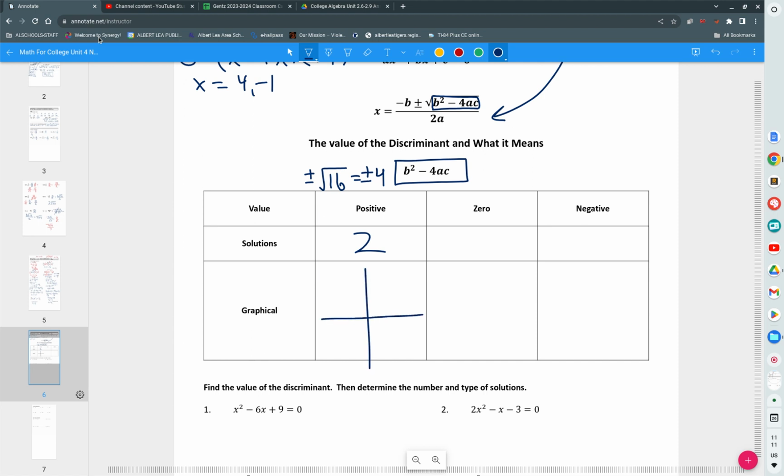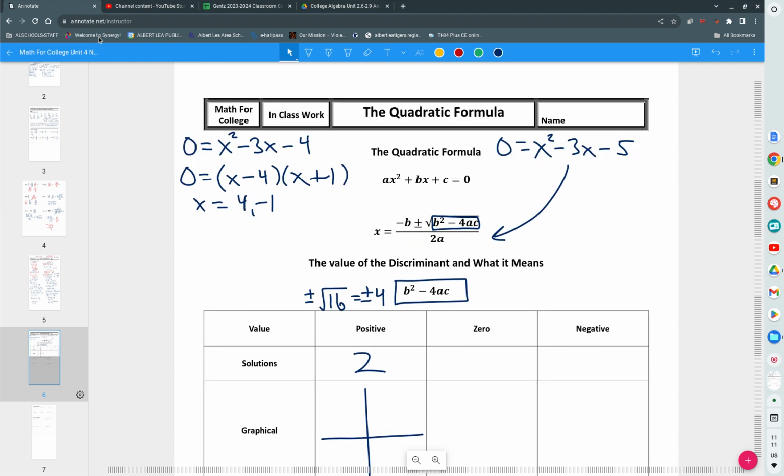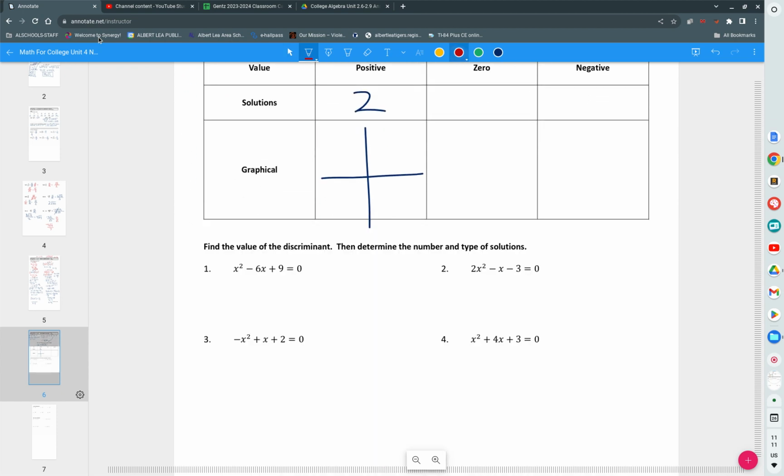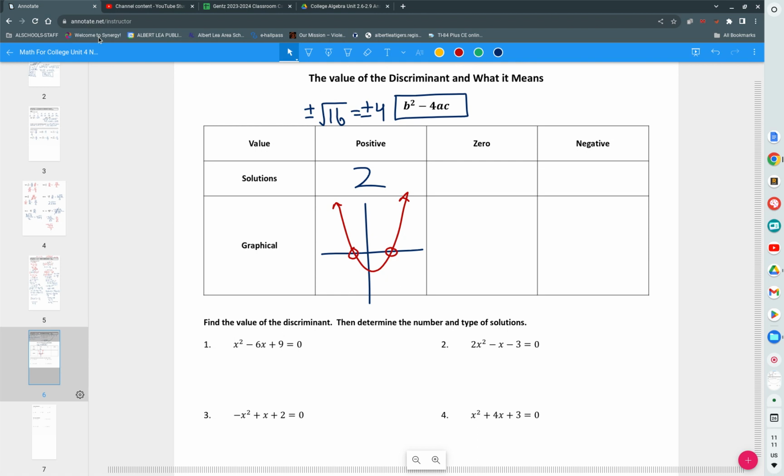Does anybody know what shape an x squared equation makes? If you look at these, x squared minus 3x minus 4, x squared minus 3x minus 5, do you know what shape that makes? Yeah, it starts with a P, rhymes with parabola. Makes a parabola. Okay, shape looks like this. How many times does that cross the x-axis? It crosses twice. So you can see that it has two solutions. That's what it means to have a solution. It means it crosses the x-axis. We're going to be tying that in next unit.